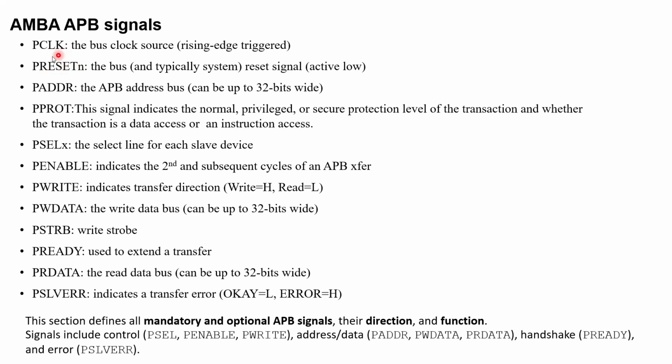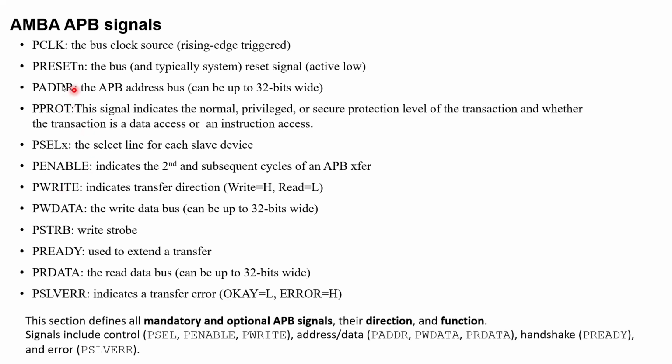This is an active low signal, so if you assign 0, it is asserting the reset condition. At that time all signals are initialized to 0. Now, reset equal to 1 means it is deasserting the reset signal. Deasserting means you need to assign the values to the signals below, like PPROT, PSEL, PENABLE, PWRITE, PWDATA, PSTRB. All these signals we need to assign manually.